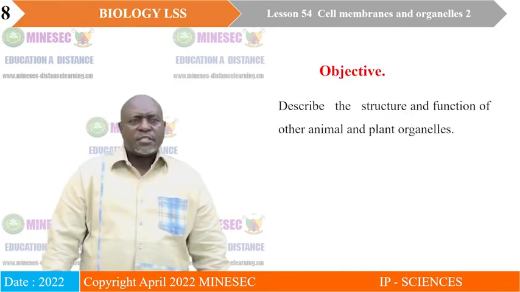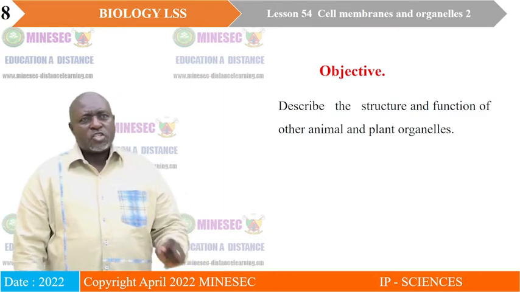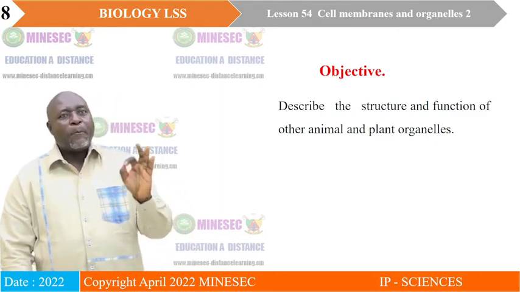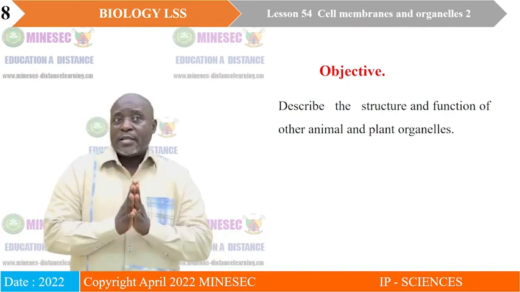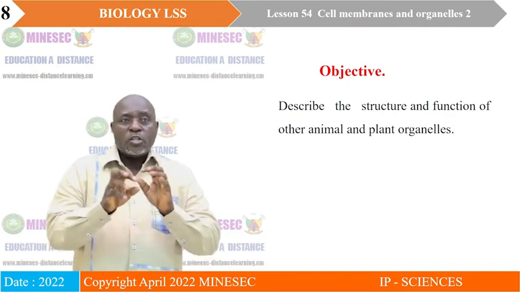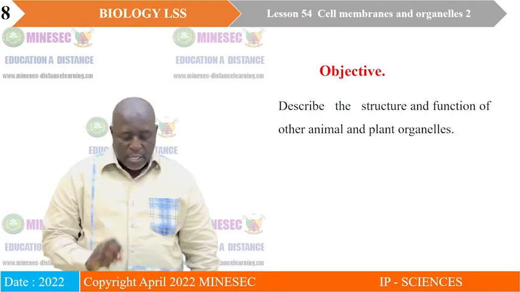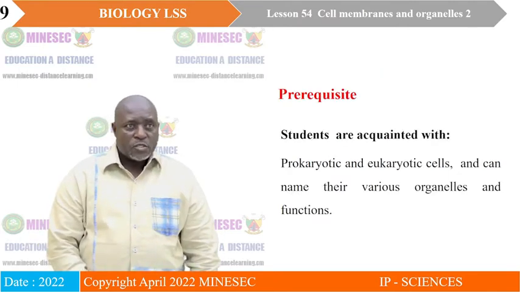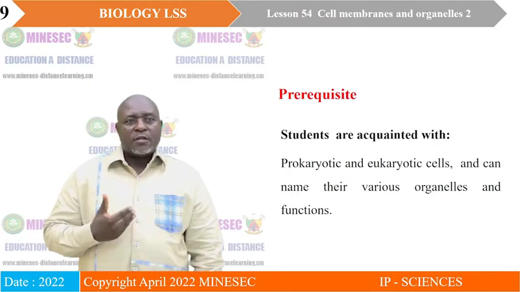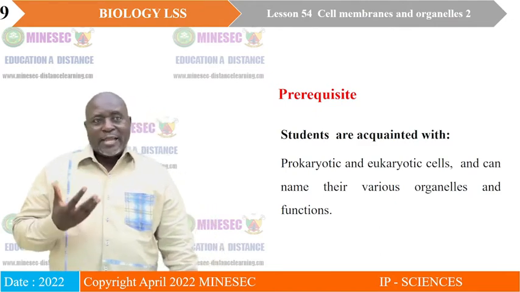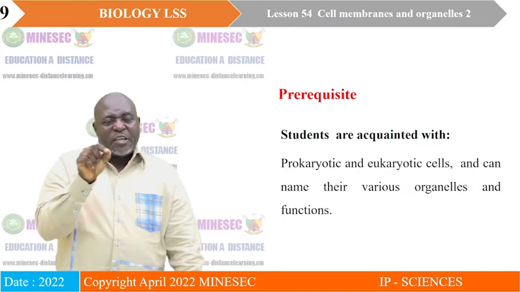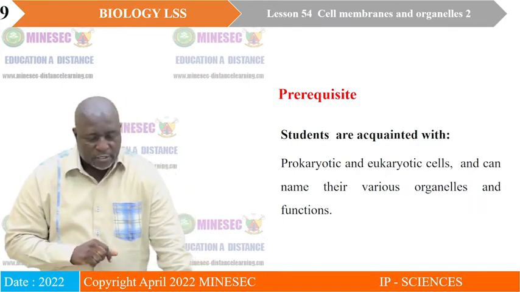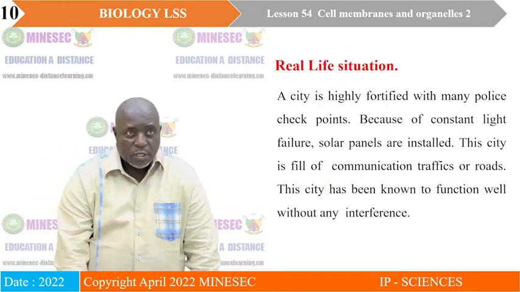So what is the objective of this lesson? Describe the structure and function of other plant and animal organelles. Other than the plasma membrane, we're going to pick other plant and animal organelles and start looking at them. Of course, you know prokaryotic and eukaryotic cells already. You know that diagram. You have had the list of all the organelles and the key functions of the organelles. So we're going to be looking at the organelles.